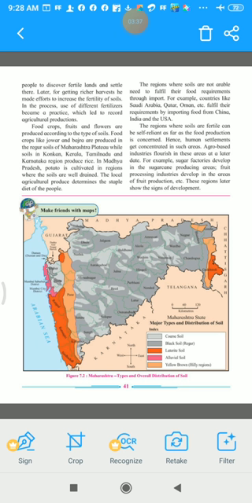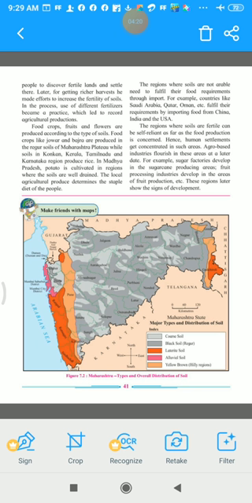Okay. The regions where soils are not arable need to fulfill their food requirements through import. Now what is the meaning of arable? Arable means land suitable for growing crops, so not arable means the land is not suitable for growing crops. There are some regions where soils are not arable. Will crops grow there? No. So they have to fulfill their food requirements. Nobody can live without food because it is our basic requirement. So they fulfill the food requirements by imports. They have to import, means they have to order the food from other countries.